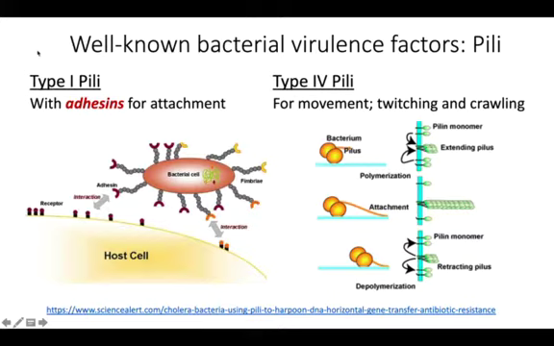I believe the website at the bottom of the slide will show you that type of movement. It is important in infecting host cells, but this type of pili is also used in the establishment of biofilms. So type 1 has adhesins and is used for attachment. Type 4 is more or less attachment, but in addition, it's used for movement, a twitching and crawling type of movement that aids it in infection.